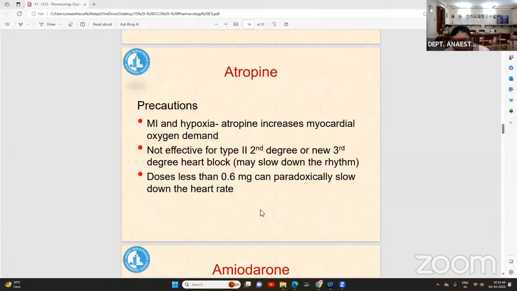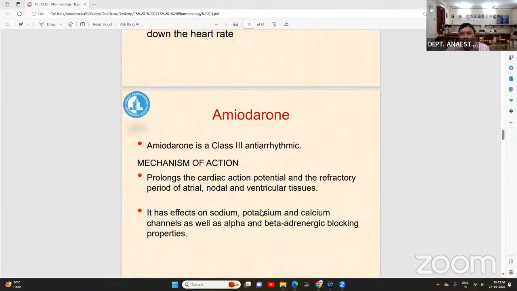It is not effective, as already told, in second and third degree heart blocks. And doses less than 0.6 mg can paradoxically slow down the heart rate, as mentioned earlier, because of the central action of atropine on the receptors at the central brainstem, and due to the increase in vagal tone. Now coming to the other drug, amiodarone.